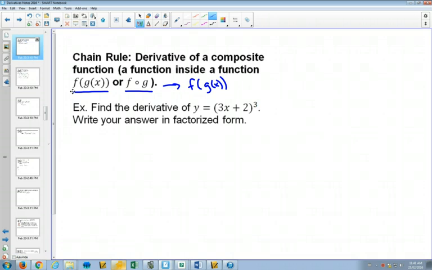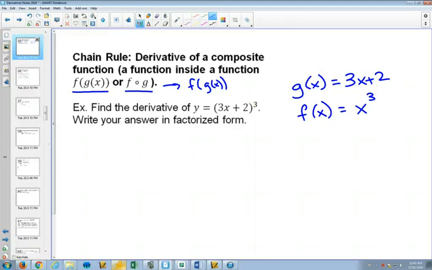So what we have here in our first question is y equals 3x plus 2 cubed. So our function that's inside is 3x plus 2. And what is that being plugged into? Our other function, the outside function, is just cubing. So we could write that as x cubed. Does it make sense that f of g of x is this?